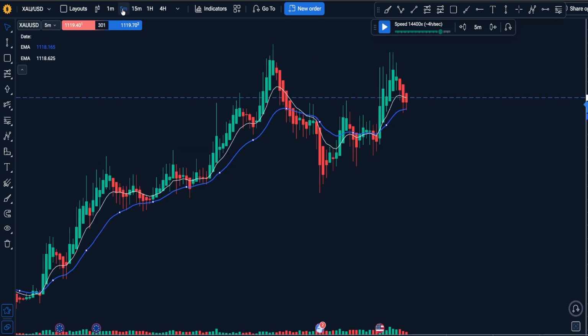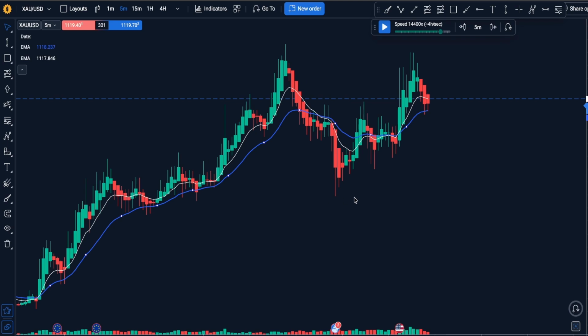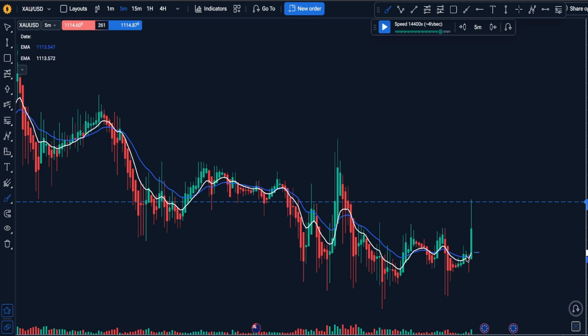So first I'm using the 5-minute chart, and instead of using the normal candles, I'm using the Heiken Ashi candles. I like Heiken Ashi here because it makes the momentum much easier to read. Then I have two EMAs. The first one is 9 EMA and this one is 21 EMA. That's everything we need. Now look at what happens here.